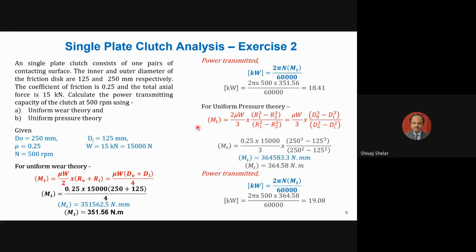Otherwise, what will happen? There will be a very huge load on the engine, and there is a chance your engine may burst also. So to avoid engine failure, you have to disengage by pressing a pedal. So you are disengaging the clutch, allowing your engine to develop sufficient torque to get sufficient speed. Once your engine gets a particular speed, then slowly you start releasing the pedal.